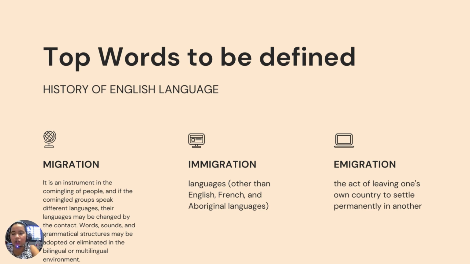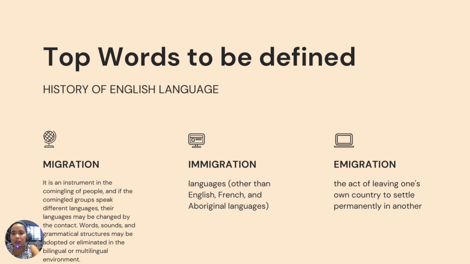So here at the language change, we're going to be dealing with and meeting these four words: migration, immigration, emigration, and invasion. Migration is basically more of the instrument in the commingling of people and groups speaking different languages. So from the words, the sounds, the grammatical structures, the adaptation, and the elimination of the bilingual or the multilingual environment.